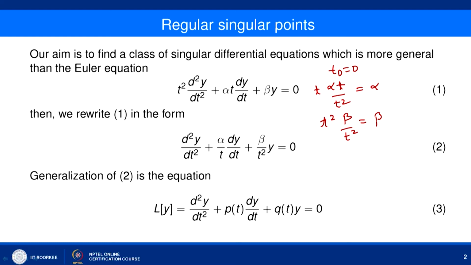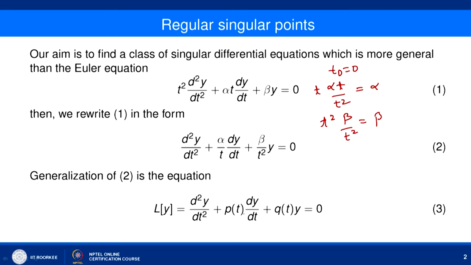Now, we can simplify equation number 1 in the following form. We simply divide it by t square, assuming that t is greater than 0 or t is less than 0, that is, t is not equal to 0. Then it becomes d2y by dt square plus alpha by t dy by dt plus beta by t square y equal to 0. And we can generalize this equation as d2y by dt square plus pt dy by dt plus qt y equal to 0.